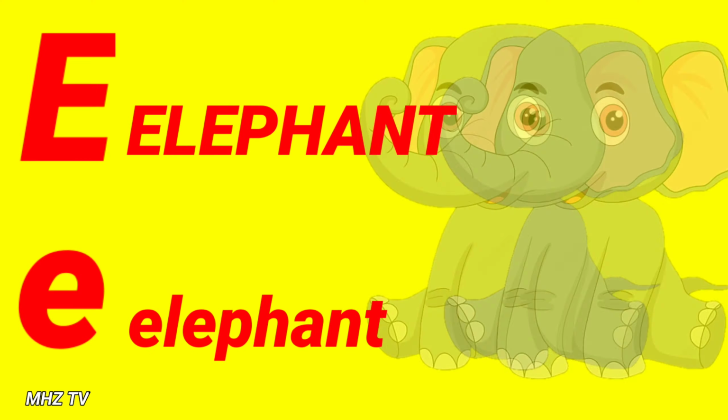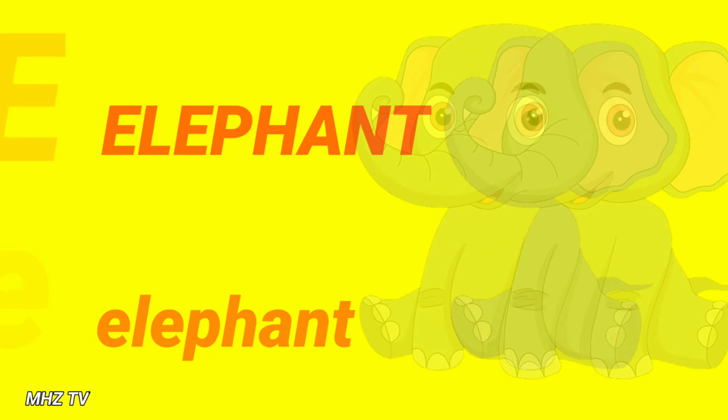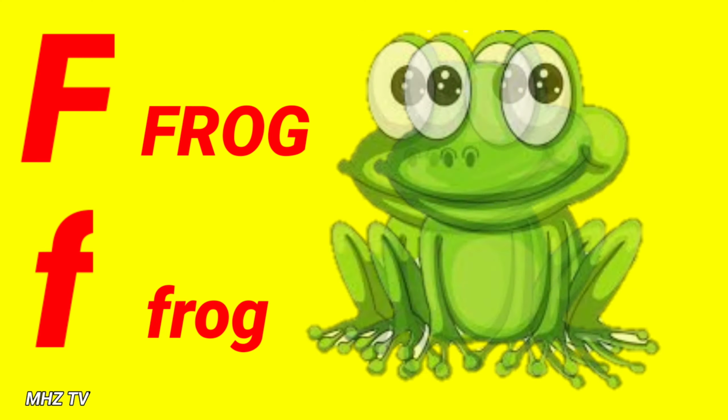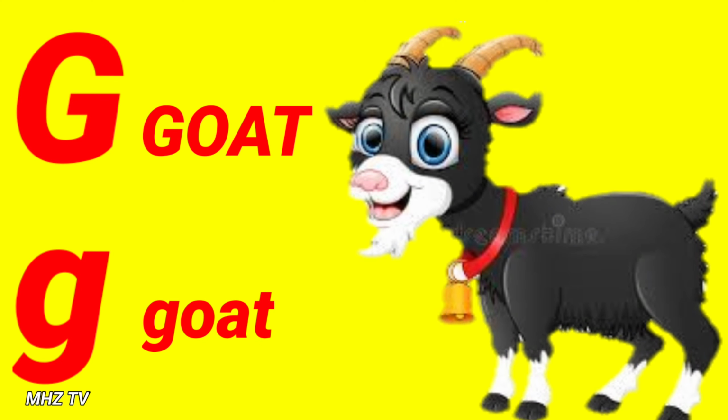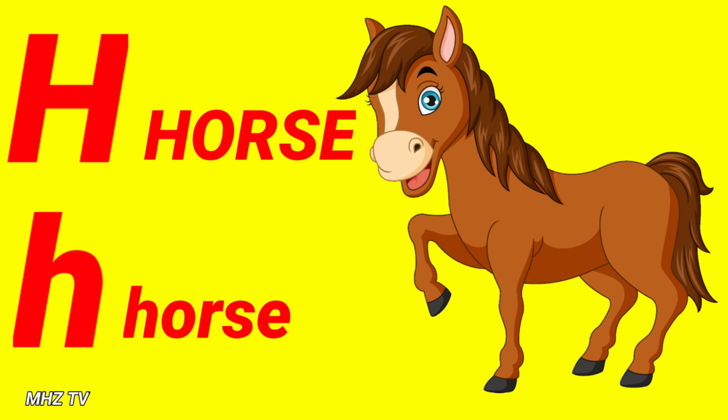E for elephant. F for frog. G for goat. H for horse.